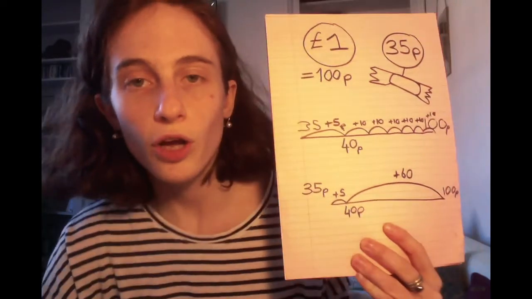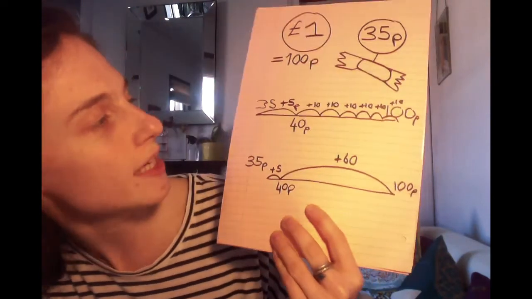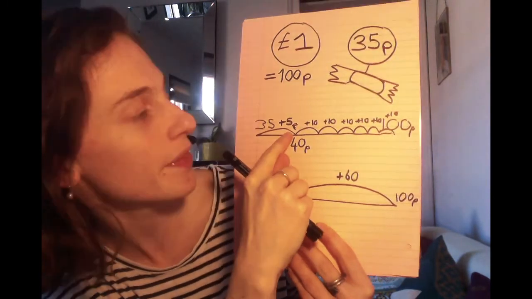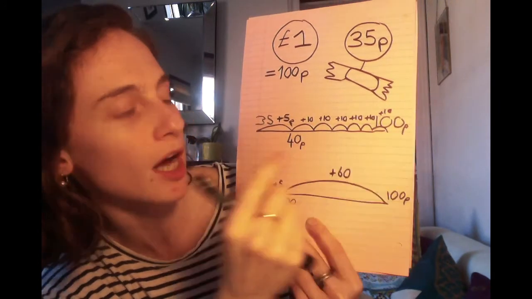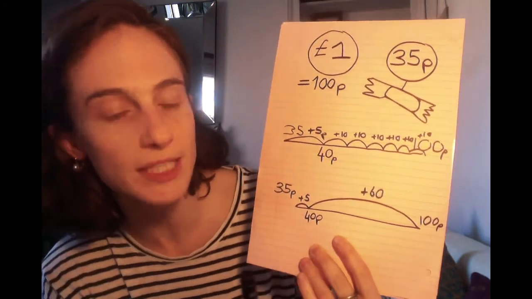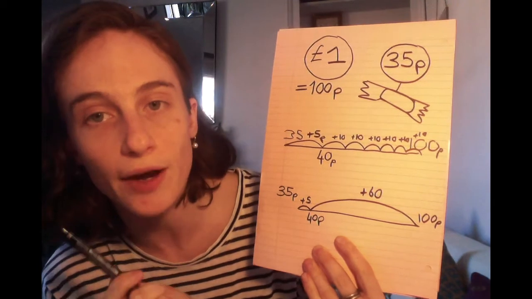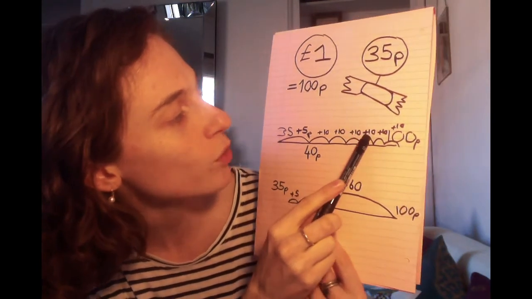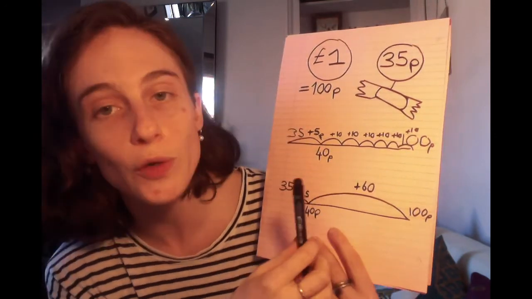Okay, so these are the two strategies that I ended up using. I've shown you. This is the one where I jumped 5, and then I jumped in groups of 10 to get me up to 100. And if we count them together, we notice that these groups of 10 are 6. Let's see. 10, 20, 30, 40, 50, 60. So in total, that makes up 60.